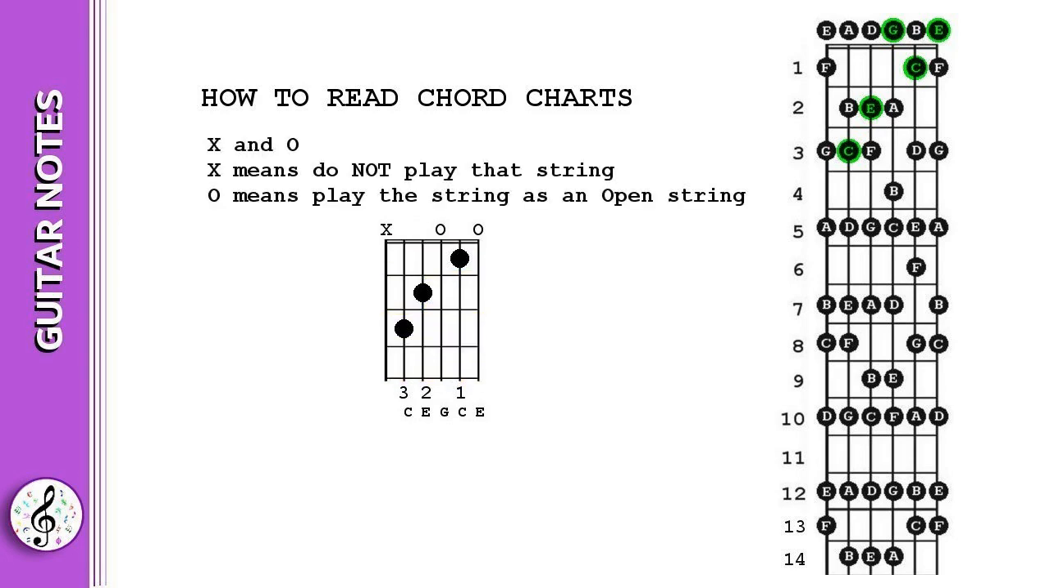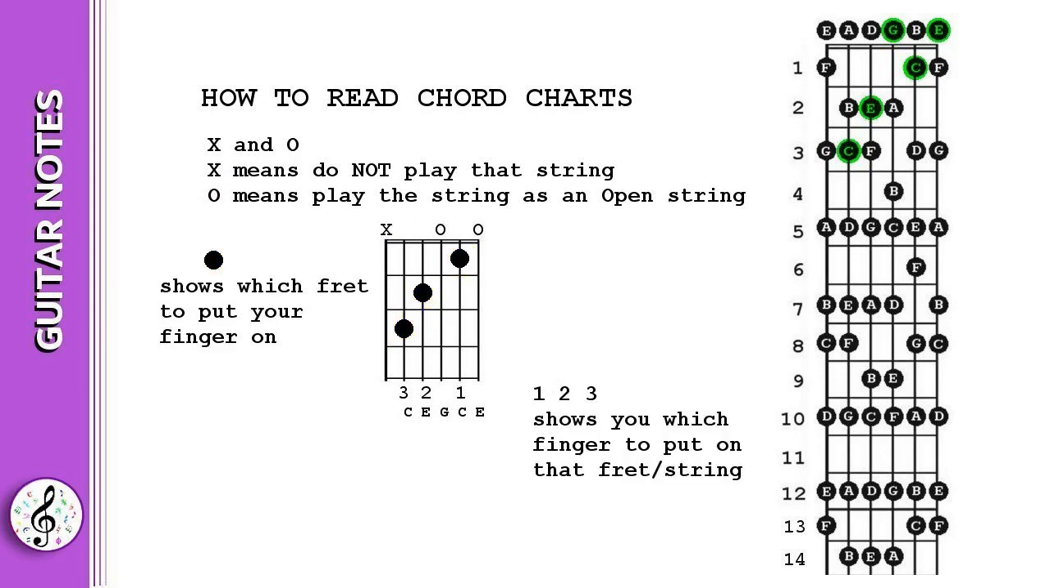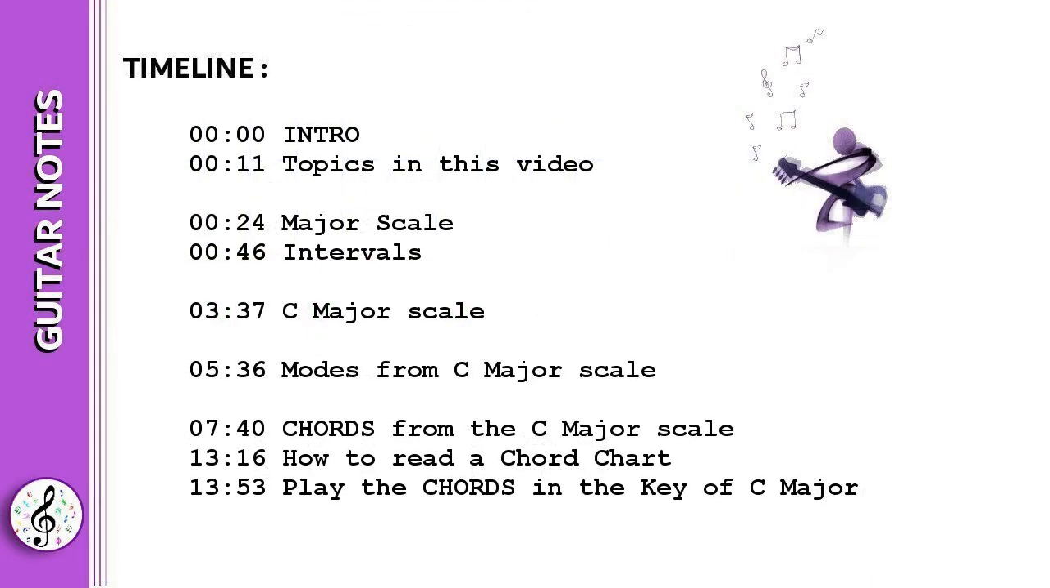The X and the O at the top, the X means do not play that string, the O means do play that string. The dots on the chart show which fret to put your finger on, the numbers show you which finger to put on that fret, and the letters at the bottom are the note names. You don't usually see the note names at the bottom of a chord chart.